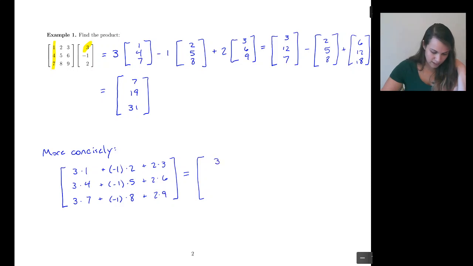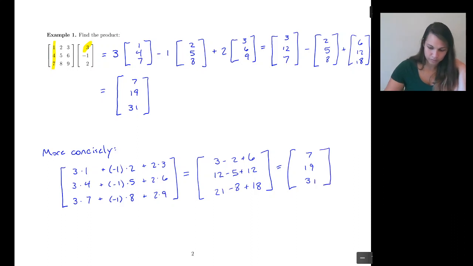And then we can simplify that to 3 minus 2 plus 6, 12 minus 5 plus 12, 21 minus 8 plus 18, which gives us the same result.